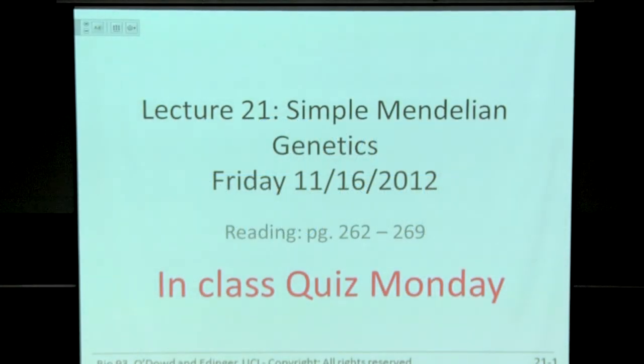Simple Mendelian genetics, which many of you may have had before. Hopefully you'll still learn some new things.